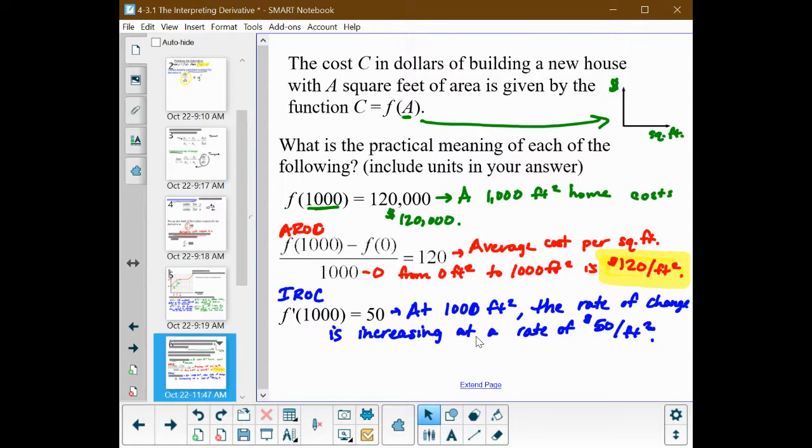Okay. So again, the interpretations here when we're going through these are just as important. And your wording might not have been the exact same as mine. That's fine. You just have to make sure for this last one, you're articulating that this is increasing at a rate of $50 per square foot, and it's happening specifically when we have a 1,000 square foot home. It's that instantaneous rate of change.